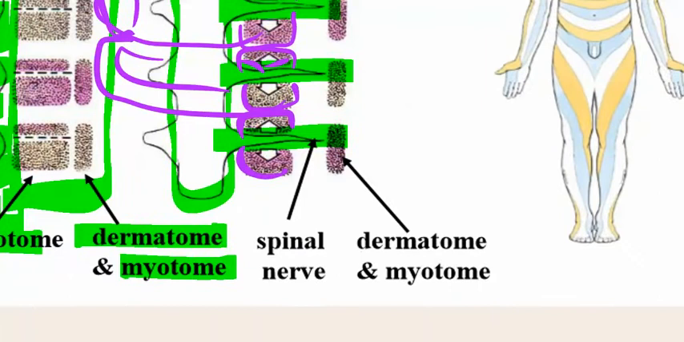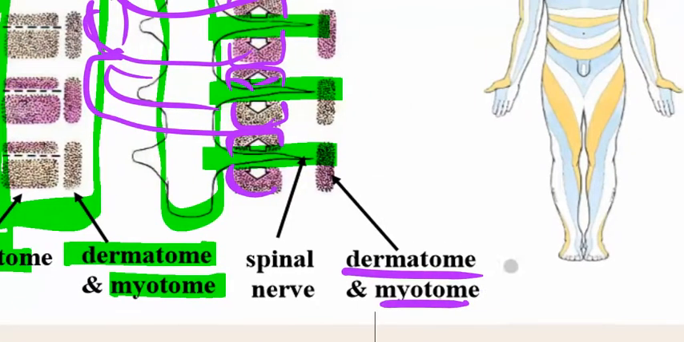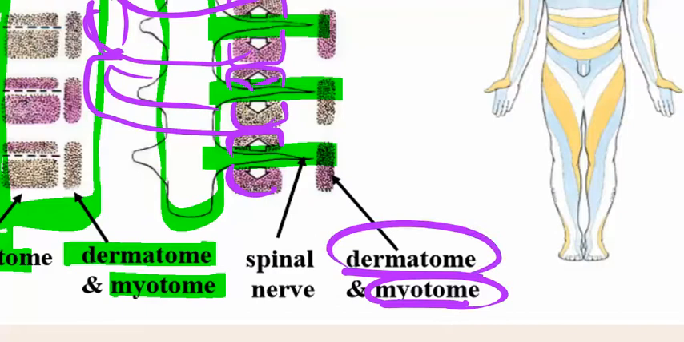Okay, then when we're looking at the dermatome and the myotome, we said that the myotome is giving rise to the muscles, and the dermatome is giving rise to what? Superficial fascia and the dermis.